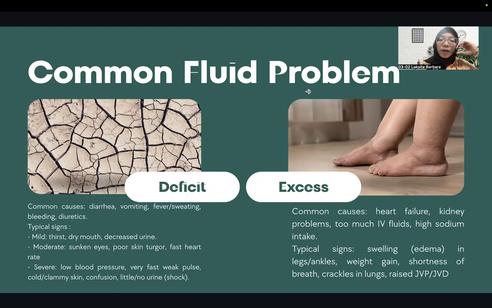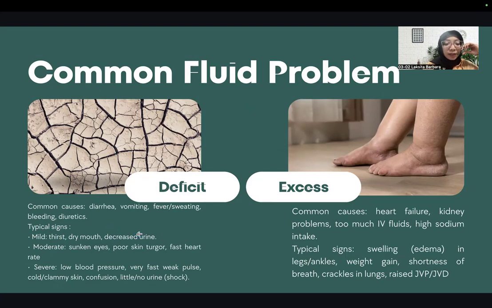Next, we will discuss common fluid problems. Common fluid problems can be either fluid deficit or fluid excess. The causes of fluid deficit can be diarrhea, vomiting, fever and sweating. It can also be caused by bleeding and the effect of diuretic drugs. The signs of fluid deficit include thirst, dry mouth, and decreased urine.